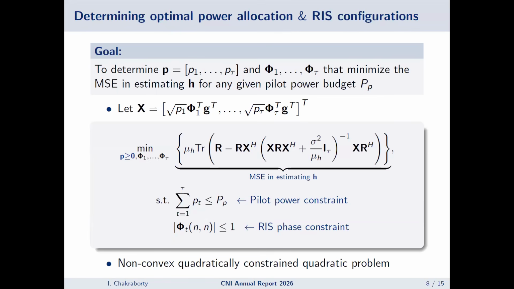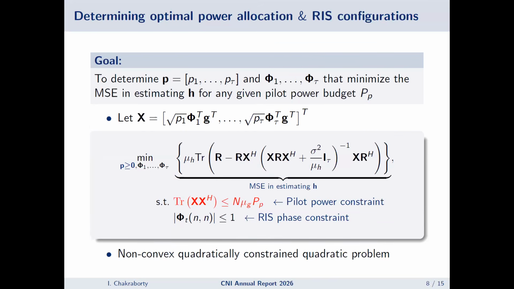Now we transform this optimization problem and restate it in terms of this x, which includes not only the pilot powers but also the RIS configurations and the user to RIS channel. Now this problem is non-convex and a QCQP problem, so we can't solve it in a normal way.